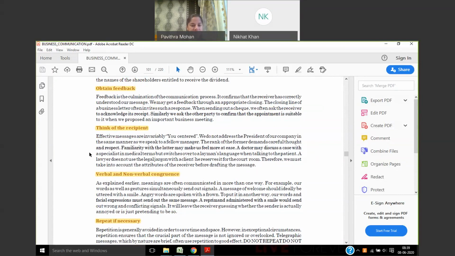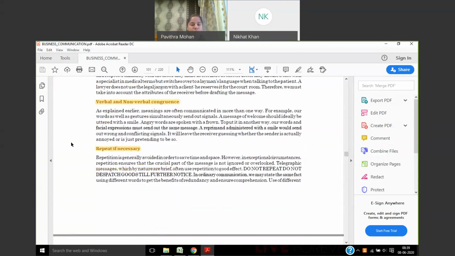I have explained this already. Think about the you-centered impact. That is, if I am writing a message, I shouldn't think about myself. I have to think about the other person and how they will understand. Based on their level of understanding, I have to write or communicate my message in a way that they will understand.